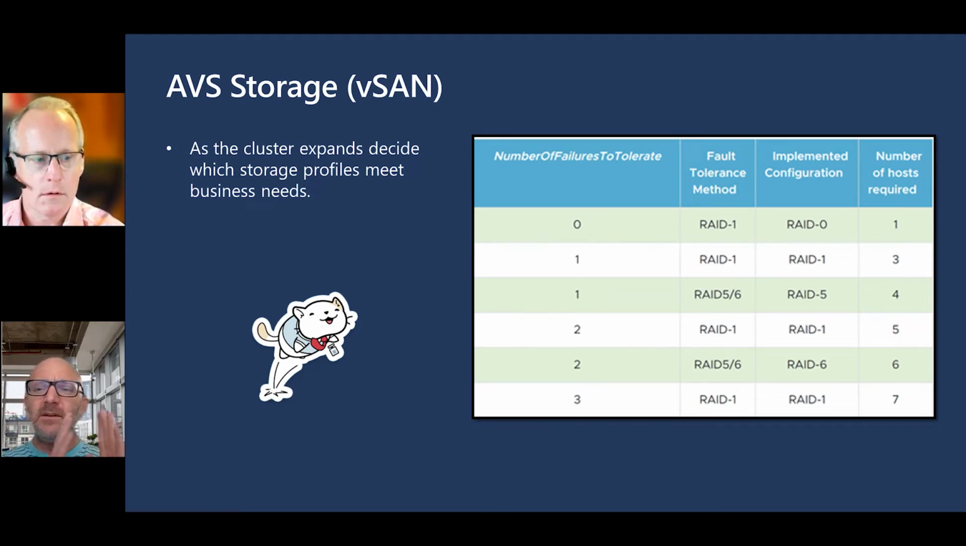Just so you're aware, and everybody who is watching this is aware, your fails to tolerate are one thing: how many hosts do you want to be able to fail in a cluster and not lose data, or potentially lose data? And then the RAID level is something completely different. Do you want erasure coding or not? So if you do this pre-planning, your cat will be happy. And then as the cluster expands, your storage will be optimal.